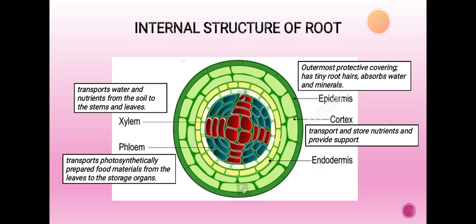Then phloem. Phloem transports photosynthetically prepared food materials from the leaf to the storage organs. Now, the basic work of the phloem is that it needs to transfer all the food materials. They have to transport that photosynthetically prepared food, all the material that was prepared in the leaf, because definitely food is prepared in the leaves. Now it has to transfer that from the leaf to the storage organs.